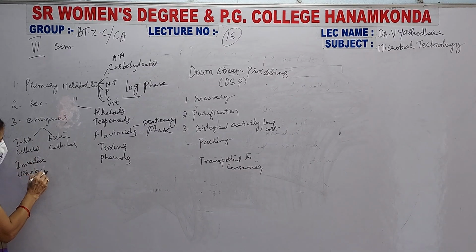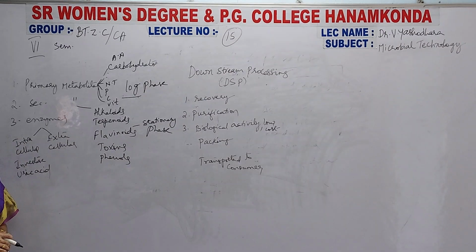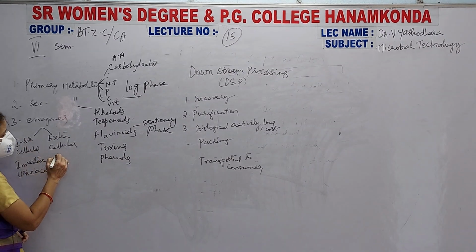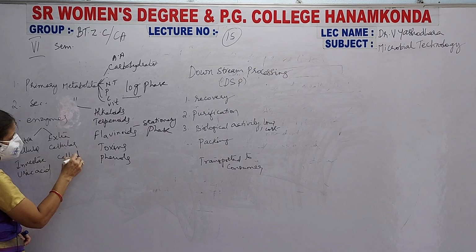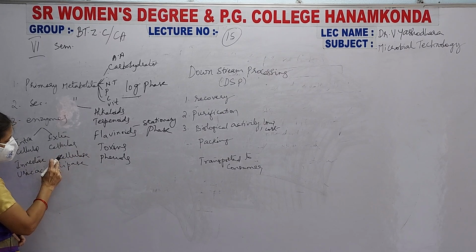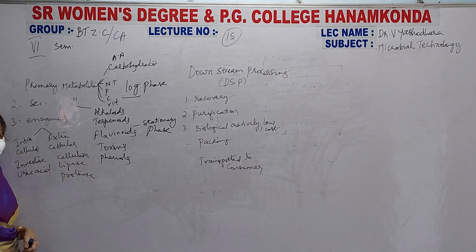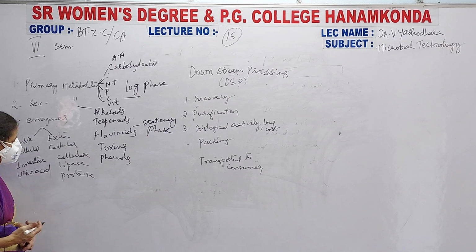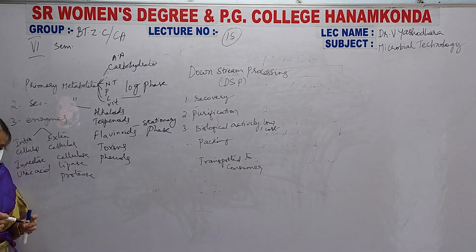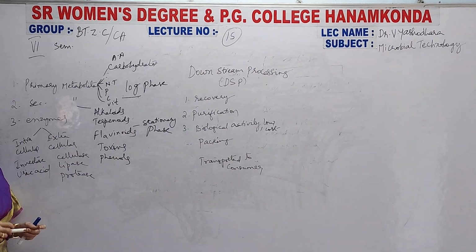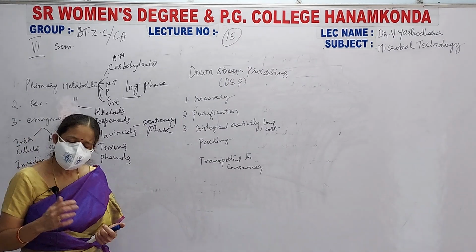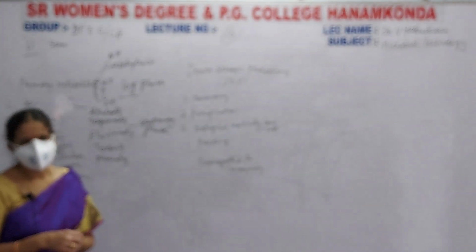Uric acid. Extracellular enzymes, these are your cellulase, lipase, protease, etc. Cellulase, lipase, protease, all these are the enzymes. They are produced extracellularly, that is outside the cell. From the cell they are released into the medium.